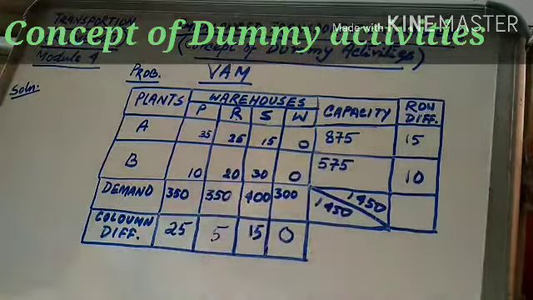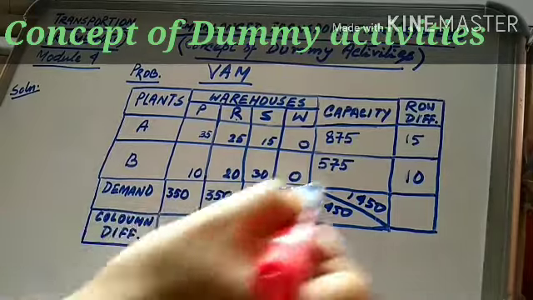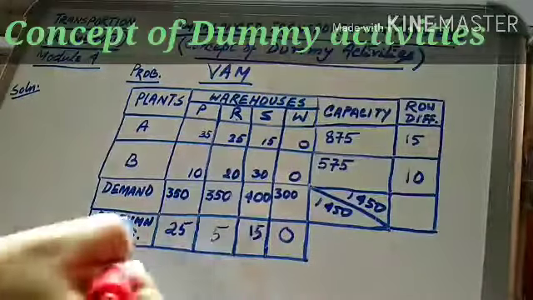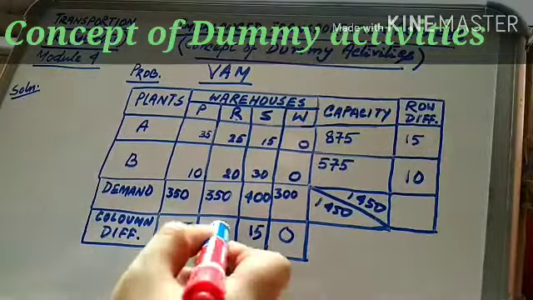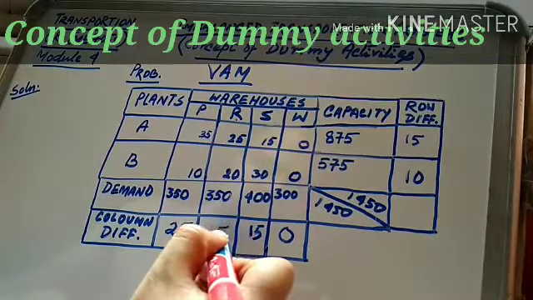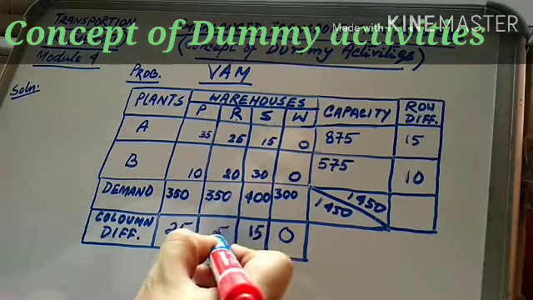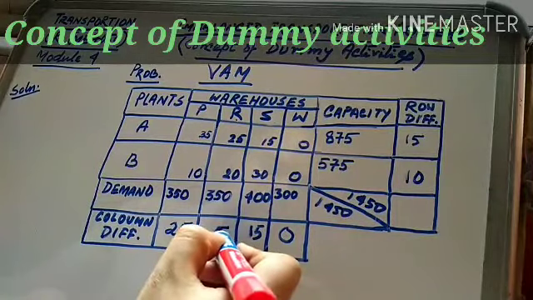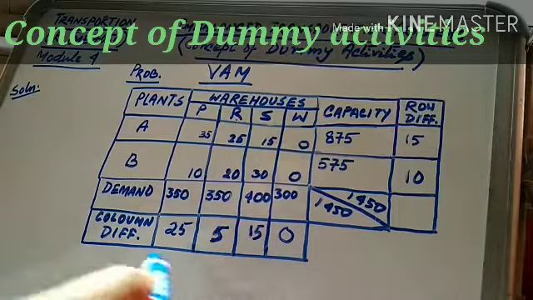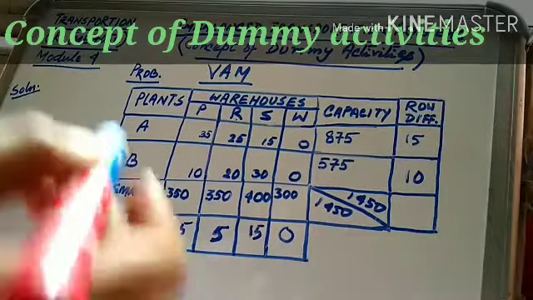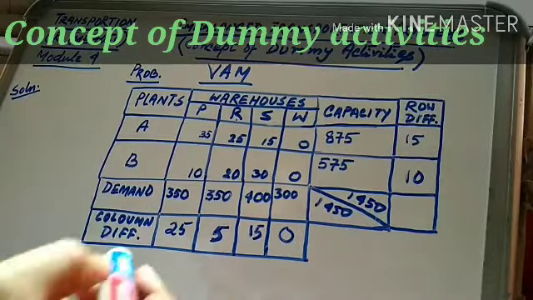Now the next step is to find the maximum penalty. These are the penalties we have calculated by row difference and column difference. Now we have to select the maximum penalty. Why do we have to select the maximum penalty? Because we are concerned with reducing the maximum penalty.